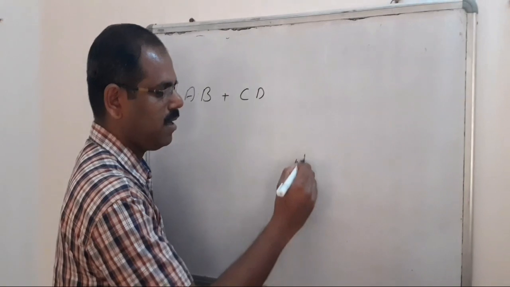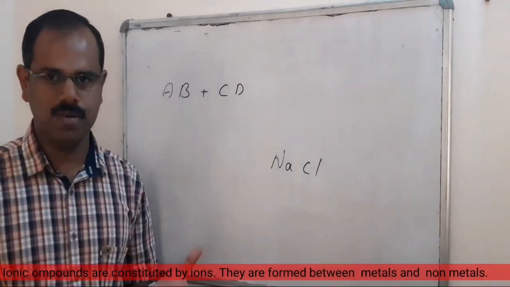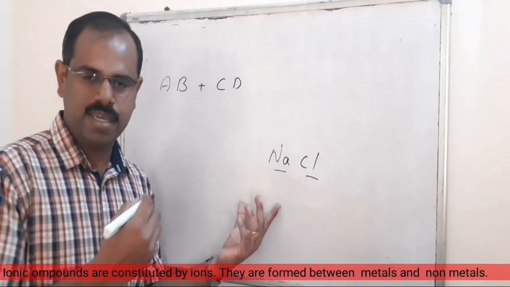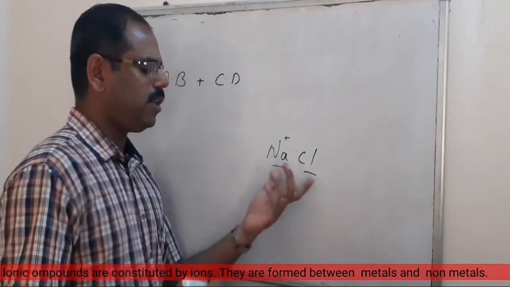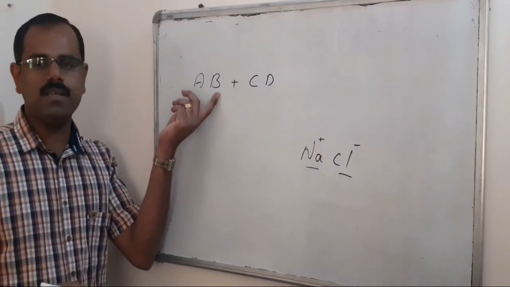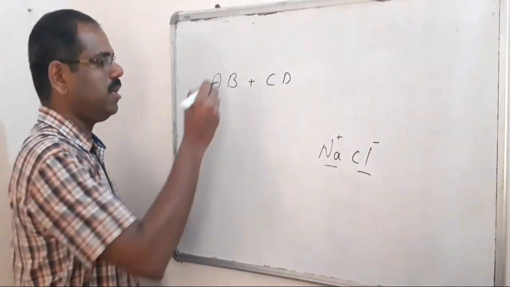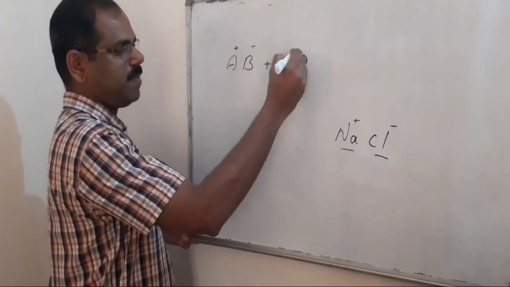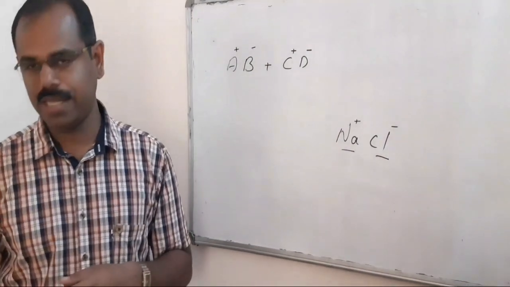You see, NaCl is an ionic compound. It has a metallic side and a non-metallic side. The metallic side can be called a positive ion and the non-metallic side can be called a negative ion. So suppose we consider it as an ionic compound. So A can be positive and B can be negative. The same way C can be positive and D is negative.